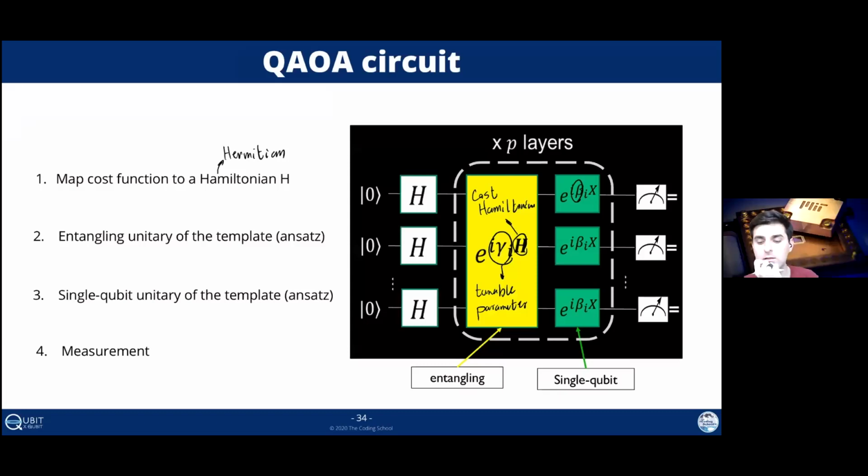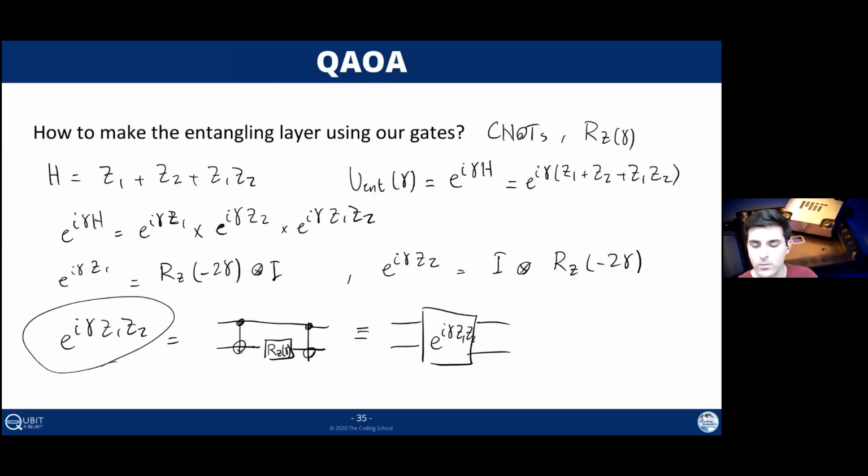Well, e to the i gamma H is a unitary operation, right? Because H is a Hamiltonian, a Hermitian operator. So therefore, I can actually execute this unitary operation on my quantum computer. And I just went through how I go from this e to the iH unitary that I told you about to the CNOTs and rotations around the Z axis that we've seen so far.